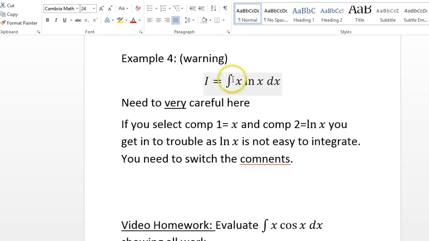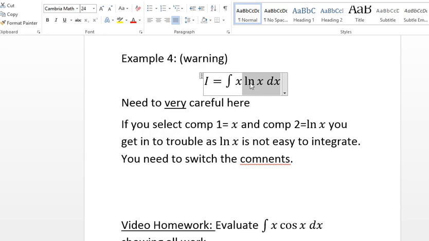Now take this example. Now you have to be very careful here. If I take comp 1 as x, which is very tempting because x is easy to differentiate, ask yourself, is it okay to take comp 2 as natural log of x? Well, natural log is not easy to integrate. We don't even know the integral of natural log so far. So if you take comp 2 as natural log of x, you are in trouble. Why? Because it is not easy to integrate. So that's a bad choice.